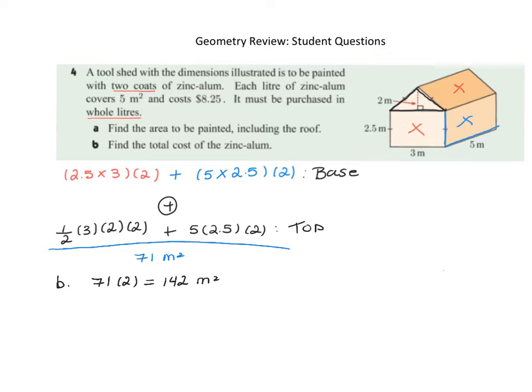Now, every liter covers 5 meters squared, so it's very simple. From here, you get 142 meters squared for the 2 coats of paint. You divide that by the 5 meters squared, and you get 28.5 liters that are going to be needed to cover this figure. However, the question also says that it has to be purchased in whole liters. So you're going to have to round up, and you get 29. 29 times that 8.25 is going to give you the 239.25, which is the correct cost.